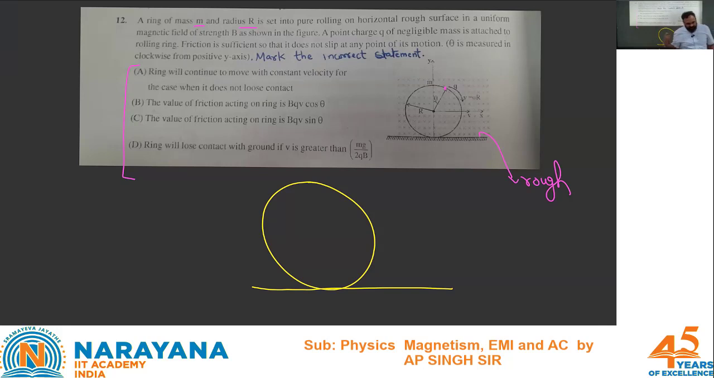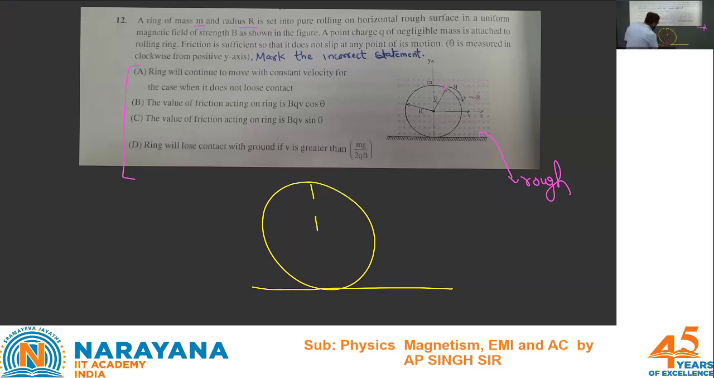This question is still simple because there I have given a ring which has got uniform mass distribution, and a point charge is fixed at the highest point without any mass. और उसको pure roll करके छोड़ दिया. Now you have to analyze what are the conditions, what is the friction. So if friction is sufficient enough for it not to slip, let's see what we should write. So let me first analyze it.